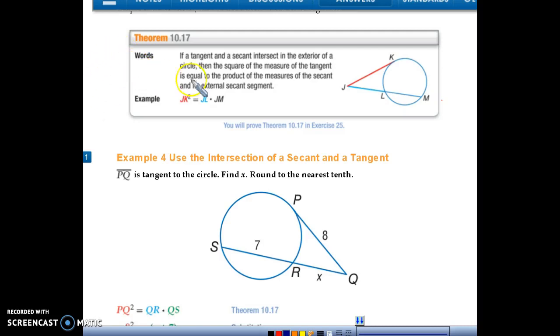In theorem 1017, when one of the chords is JM and the other chord, instead of being a chord, is going to be a tangent, then the theorem says that this tangent JK squared is going to be the product of the whole segment JM times the exterior part JL. This is what my theorem says.